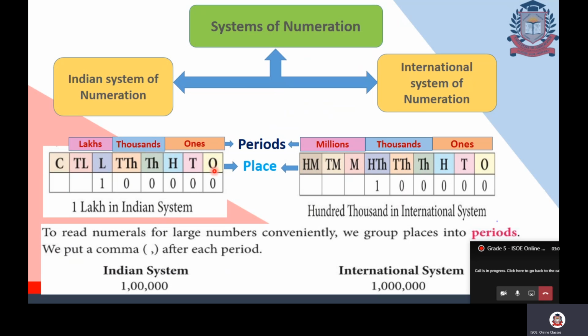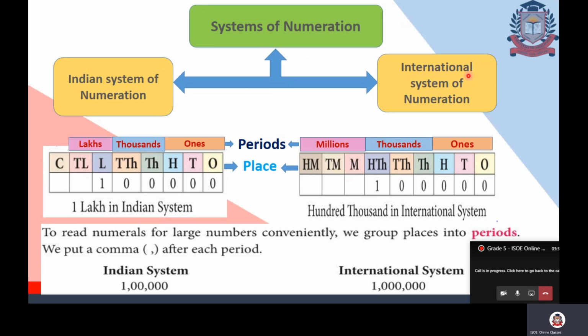How many places do I have? Ones, tens, hundreds, thousands, 10,000s, lakhs, 10 lakhs and crores. This is how the place value chart looks in your Indian system of numeration. See the number here, 1 is in lakhs place and all places have 0. And how do I read this number? I read this number as 1 lakh in Indian system of numeration. So this we call as places.